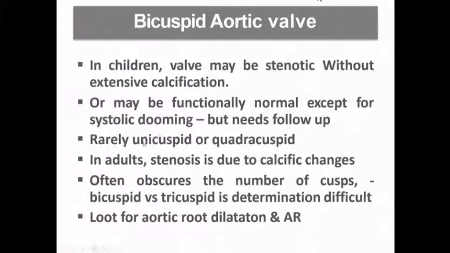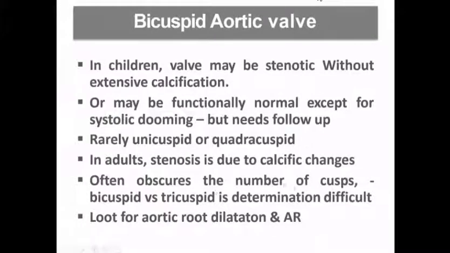Rarely unicuspid and tricuspid valves are very symptomatic from the time of birth. Usually a unicuspid aortic valve presents in early life, within infancy. Adult stenosis due to calcific changes often obscures the number of cusps, so bicuspid versus tricuspid is difficult to determine.